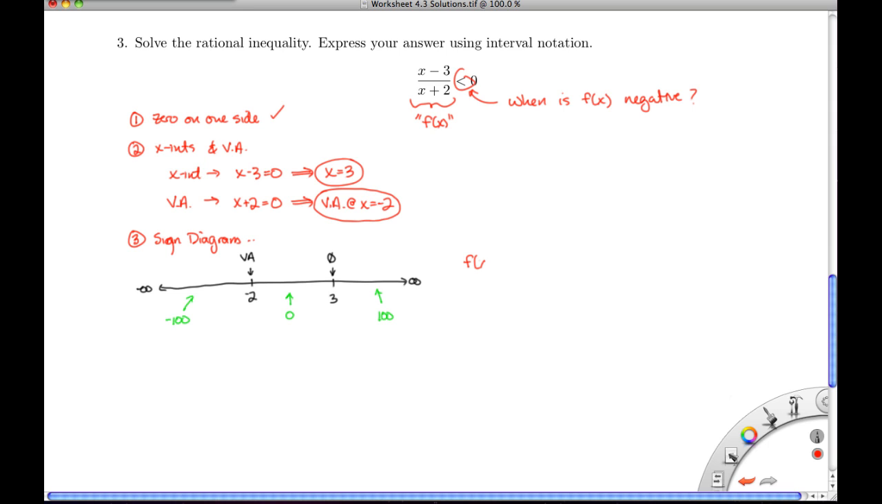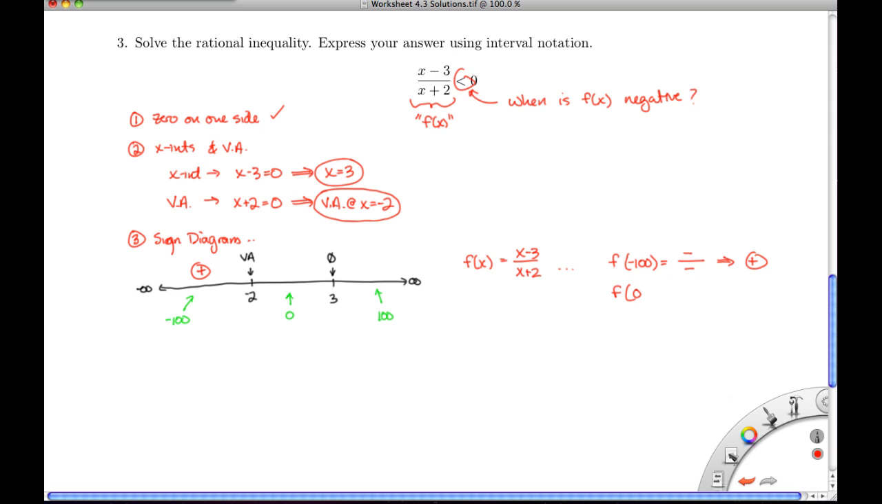We're going to take our function, which is x minus 3 over x plus 2, and we're going to evaluate this at our test points. So f of -100, again, we're just interested in if this is going to be positive or negative. So if we plugged -100 at the top, we'd have a negative number. If we plugged -100 in the denominator, we'd get a negative number. The result would be a positive value. So our function is going to be positive on this first interval.